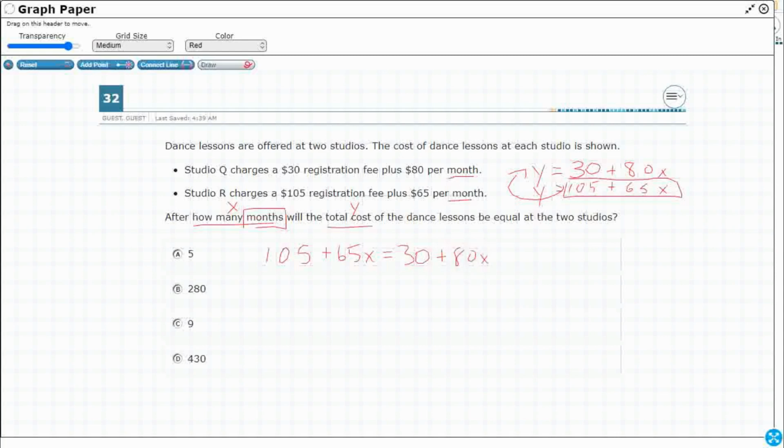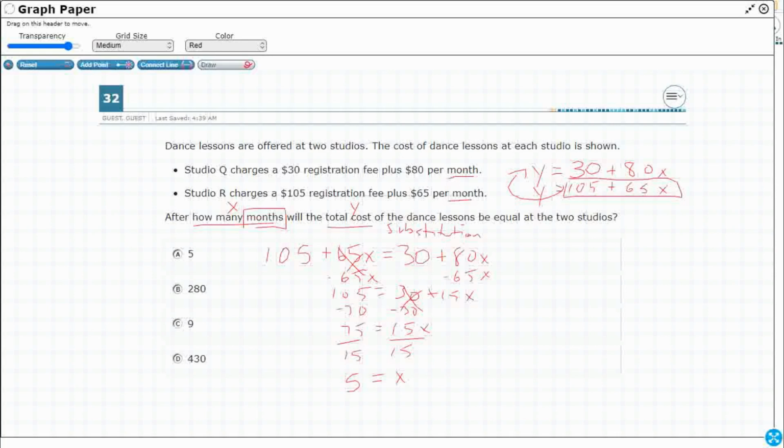Now I'm just going to solve for x. This is substitution. I'm substituting this big value, 105 plus 65x, for my y. So let's solve for x. Let's get x over here. I want to keep it positive, so it's going to be 105 equals 30 plus 15x. Now I need to get rid of this 30. Move it over there: 75 equals 15x. Let's divide both sides by 15. Look at that: x equals 5.